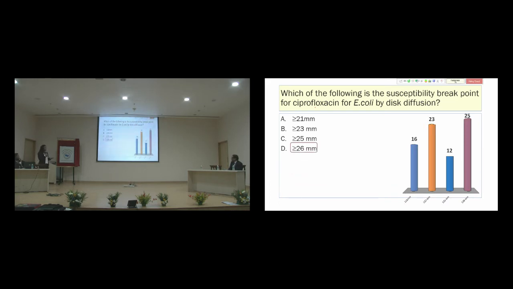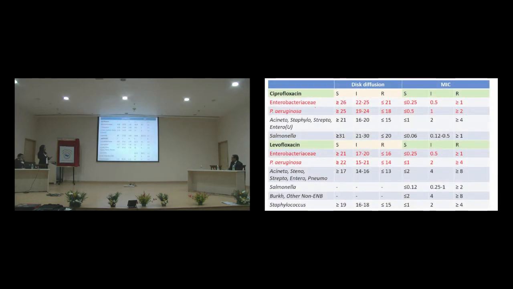This is the change. The breakpoints highlighted in red have changed from 2018 to 2019. What is in black is the same as 2018. For Enterobacteriaceae, the sensitive breakpoint is now more than or equal to 26, intermediate is 22 to 25, and resistant is less than or equal to 21, and these are the MIC breakpoint changes. For Pseudomonas, more than or equal to 25 is sensitive and less than or equal to 18 is resistant. Levofloxacin breakpoints have also been changed for Enterobacteriaceae and Pseudomonas aeruginosa.